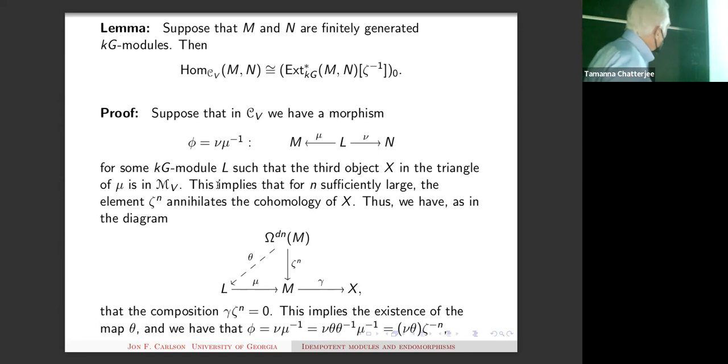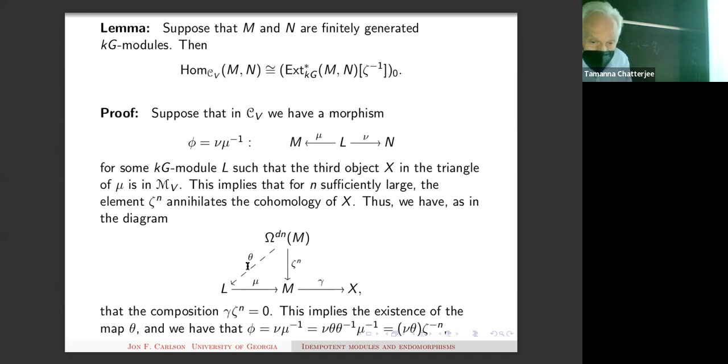Okay, so then we get a diagram like we have here. Now, zeta to the nth power annihilates the cohomology of X. So what happens when I do this, when I come down by zeta to the n and multiply by gamma, is I've got to get the zero map.